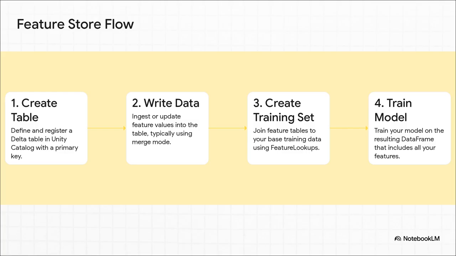This structured process is designed to prevent one of the biggest reasons models fail in the real world: training serving skew. That's just a fancy way of saying the features your model was trained on look different from the live data it sees in production, which causes its performance to just totally collapse. A feature store makes sure everything is consistent from day one.